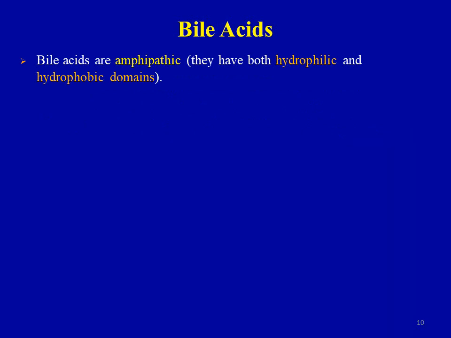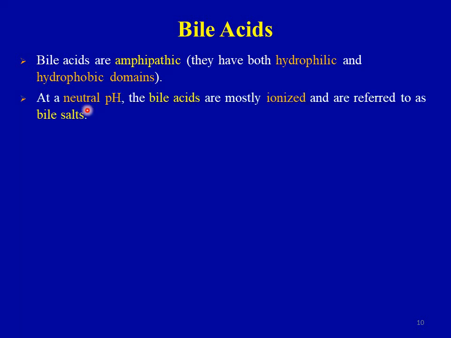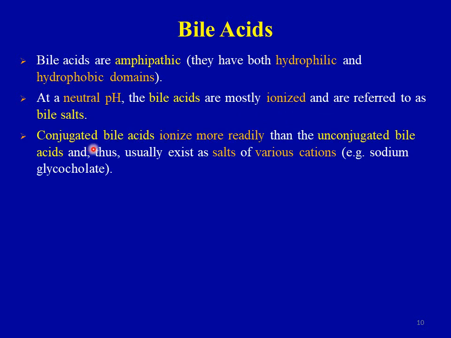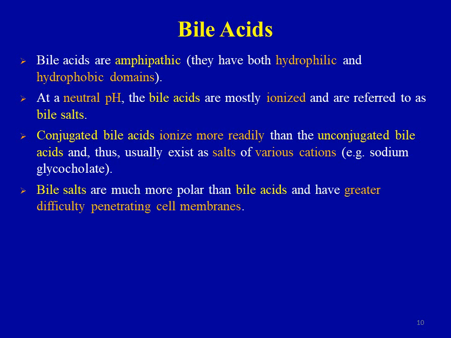Bile acids are amphipathic, which means they have both hydrophilic and hydrophobic domains. At neutral pH, the bile acids are mostly ionized and are referred to as bile salts. Conjugated bile acids, as I said in the previous slide, ionize more readily than the unconjugated bile acids and thus usually exist as salts of various cations, or positively charged ions, for example sodium glycocholate.